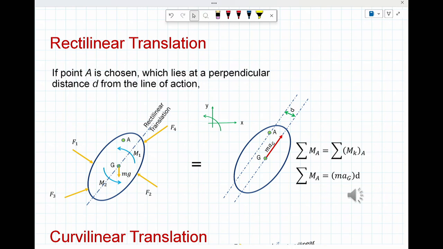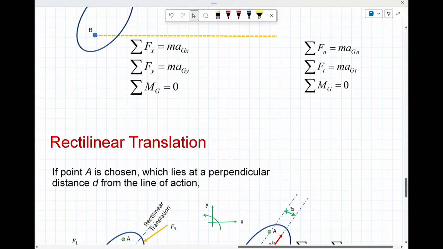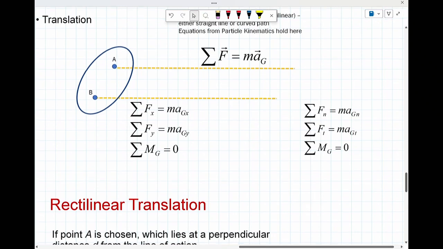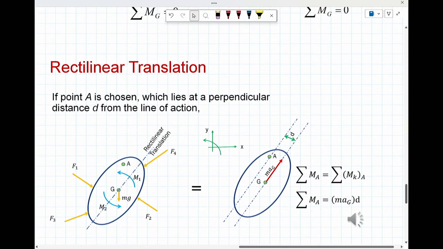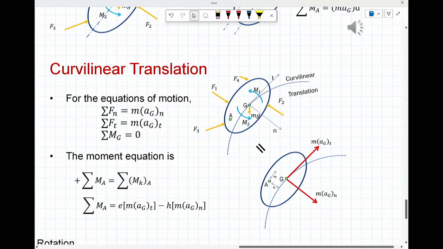The important point here is that you can have moments when you don't look at the center of mass. All of this is with respect to the center of mass when you look at the previous bit right here. But when you look at this, we've shifted to another point. And because of that, we do have a moment at that point. So there's not a balance that you had before.